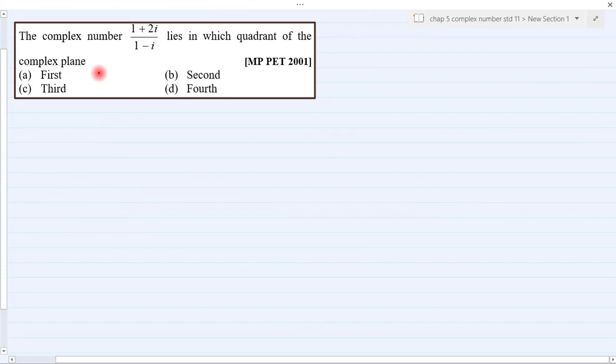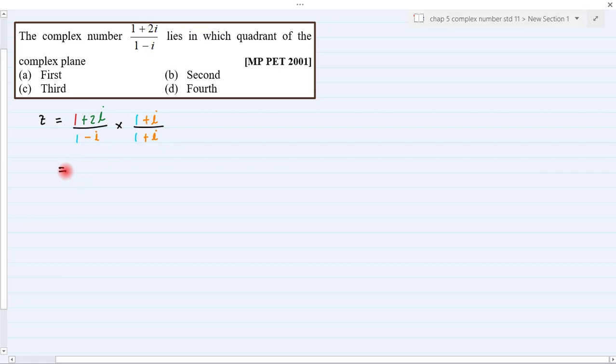Here, you have to find out in which quadrant of the complex plane the complex number (1 + 2i)/(1 - i) lies. So, first of all, let's simplify our complex number, which is (1 + 2i)/(1 - i). And for that, we have to multiply and divide by the conjugate of the denominator, which is 1 + i.